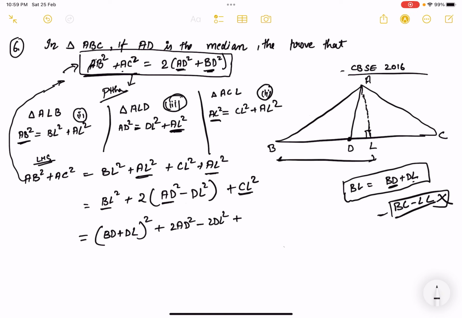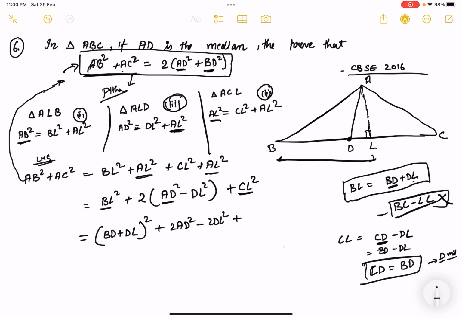Again, we don't have CL in our final expression, so we will eliminate CL. So how can we write CL? CL is equal to CD minus DL, and CD is equal to BD. Why? It's given that D is the median, the midpoint. So D is the midpoint, and that's why CD is equal to BD. So we will write CL is equal to BD minus DL.